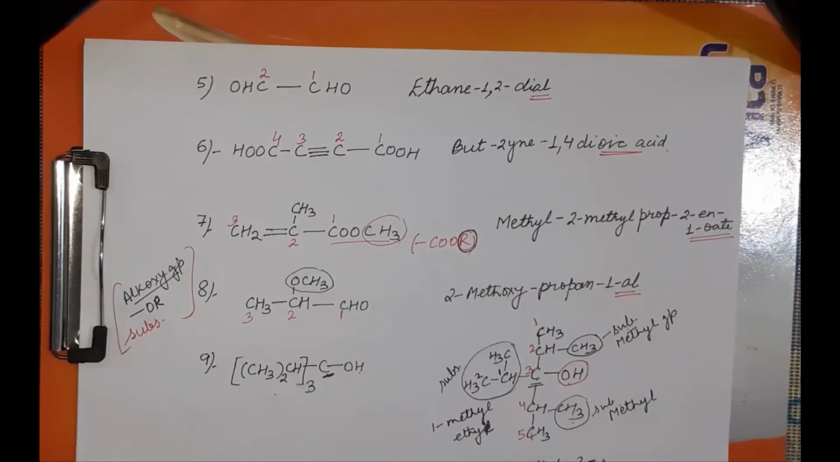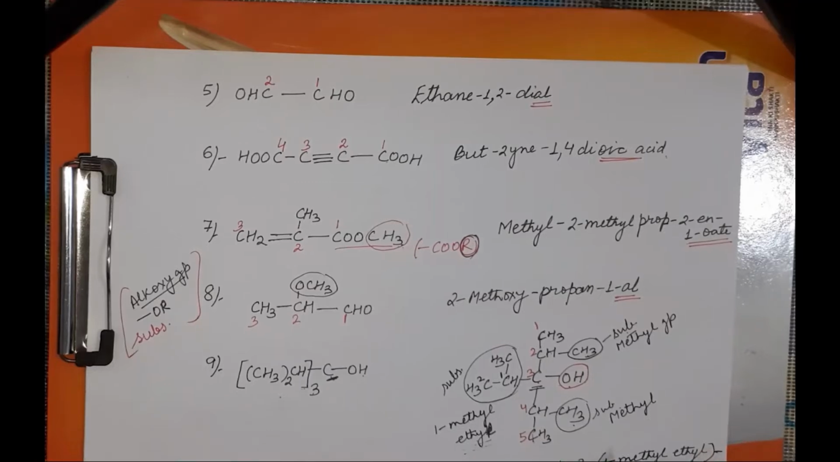So 3, and then because this is a branch substituent, this name will be written within bracket: 1-methyl ethyl, bracket close. And then what will come? After this, because this is a 5 carbon chain, so pentane, 3 position OH group is there, 3-ol. So this will be the name.